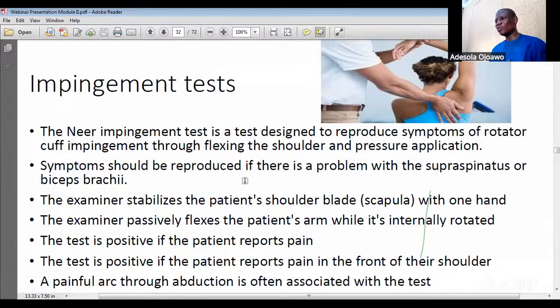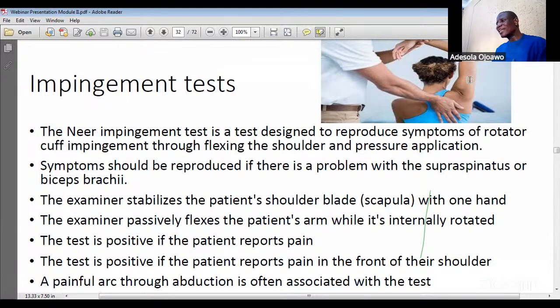Symptoms should be reproduced if there's a problem with the supraspinatus or biceps brachii. We call it NEER, N-E-E-R. The examiner stabilizes the scapula. This is the hand. You try to hold the scapula with one hand. Then you passively flex the patient's arm. The patient's arm can be flexed right from the 90 degrees. Now take it off.